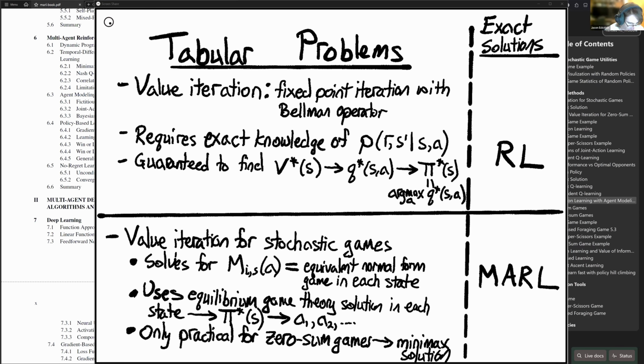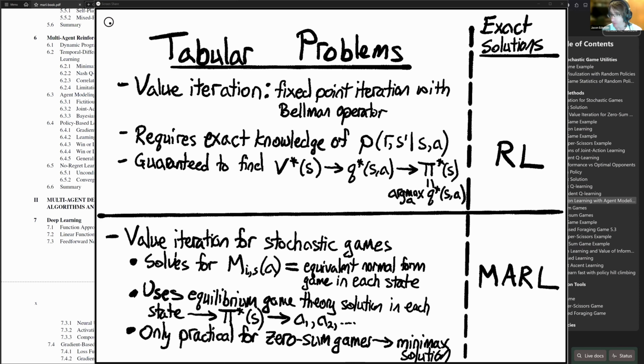But the nice thing about zero-sum games and the minimax solution is that there is a straightforward way to compute it. There's a linear programming method. We looked at the method, and it's something that you can actually compute in a reasonable time.